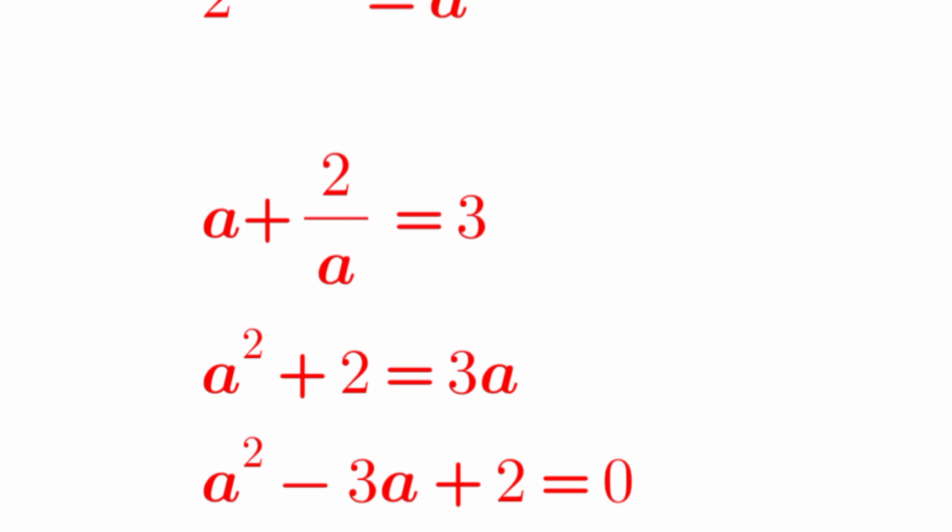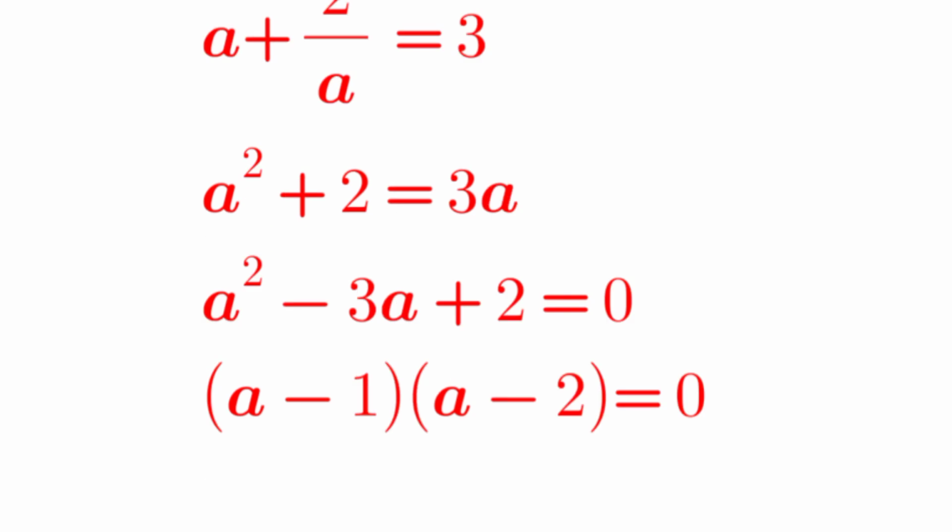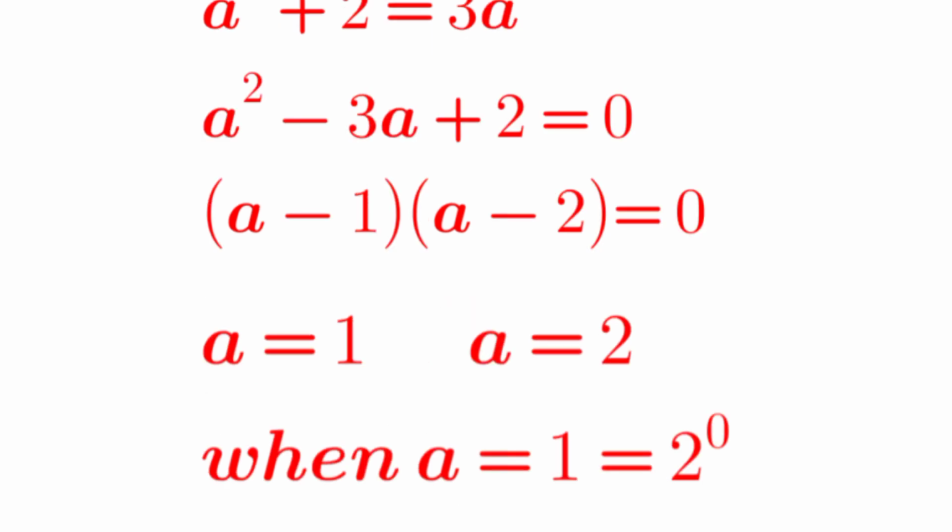Now as you can see, the next step to solve for a here is to factorize. So you have bracket a minus 1 multiplied by a minus 2 is equal to 0. So with this we have two values of a. The first one, our a is equal to 1, and for the second one our a is equal to 2. Now for the first one, when a is equal to 1, it can be written as 2 raised to the power of 0, because using the laws of indices, when you have 2 or any number raised to the power of 0, it is still equal to 1. So we can say our 1 is equal to 2 raised to the power of 0.